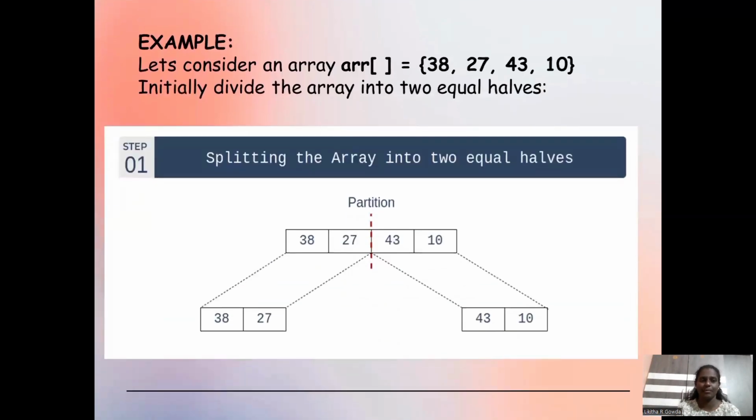Let's see the example. Let's consider an array that is 38, 27, 43, and 10. Initially, divide the array into two equal halves. That is, here we are going to split these four numbers into two equal halves. That is 38, 27 one side, and another side there is 43 and 10.